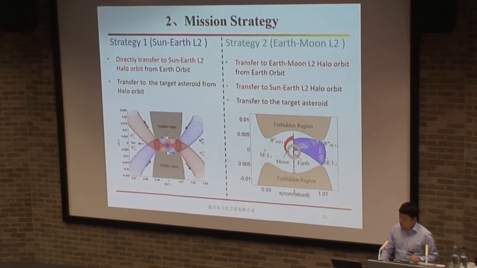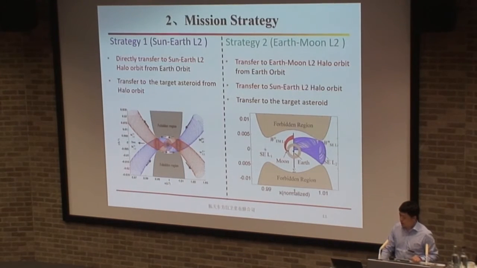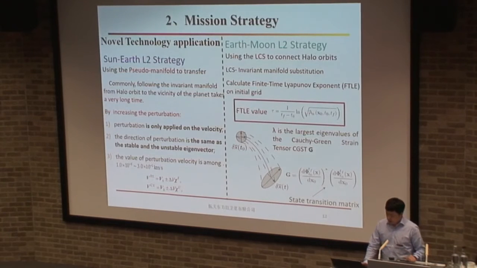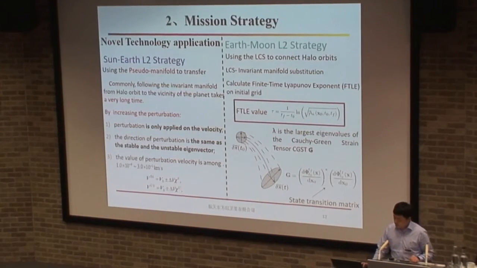There are also two strategies. The first, directly transfer to the Sun Earth L2 halo orbit from Earth Moon orbit, and the second, transfer to Earth Moon L2, and then transfer to Sun Earth L2. There is a known technology application. We can use it for the Sun Earth L2 strategy.